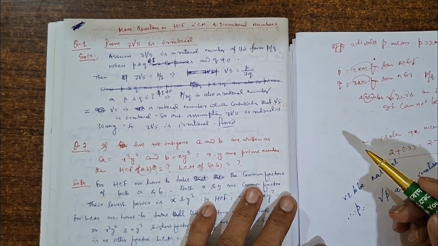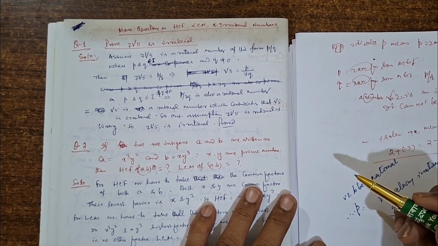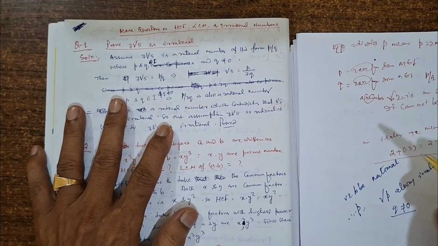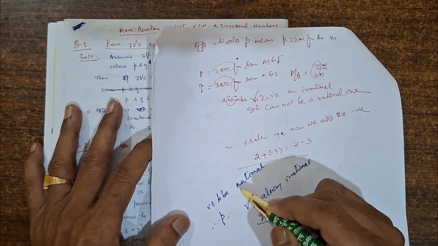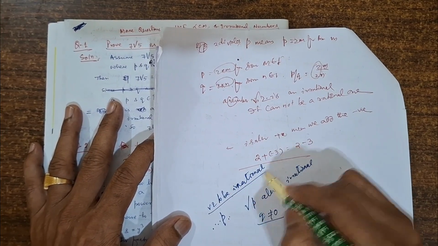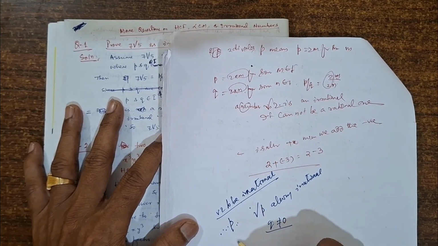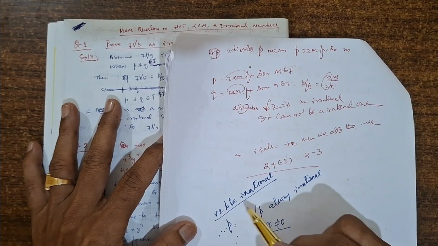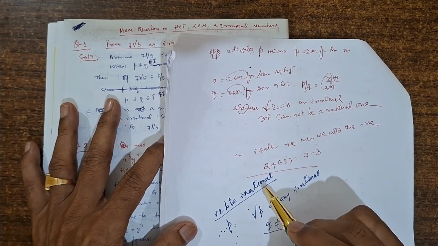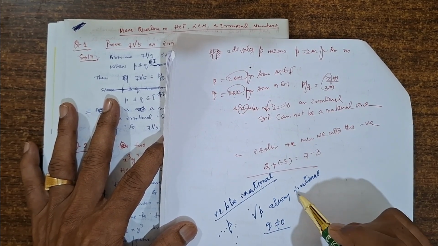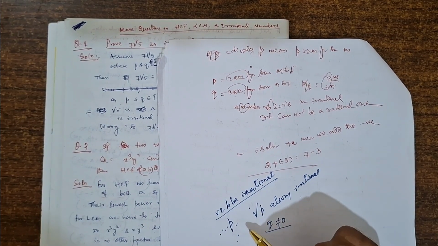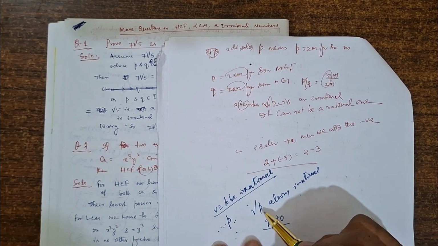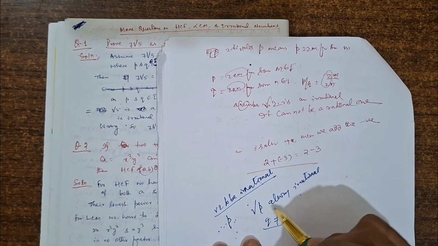Now we will discuss some questions relating to real numbers. Previously we have read that root 2 is an irrational number. For this proof we let root 2 be a rational number, then we arrive at a contradiction, and we conclude that root 2 is irrational. So whenever p is a prime number, root p is always irrational.